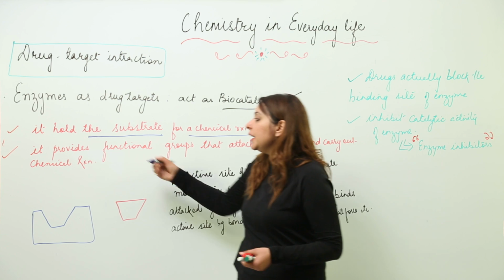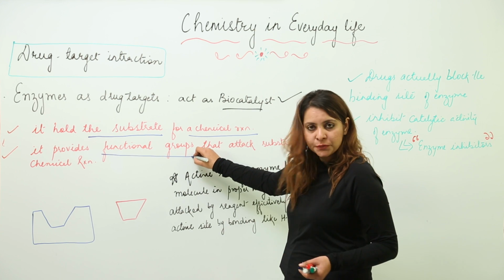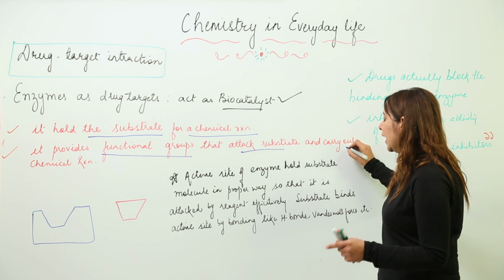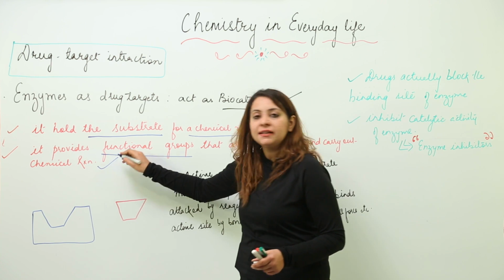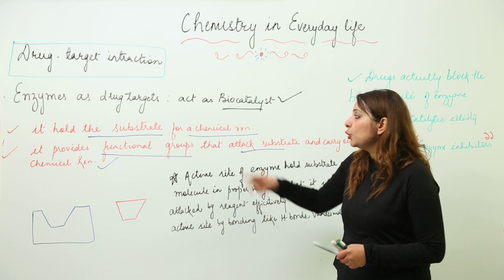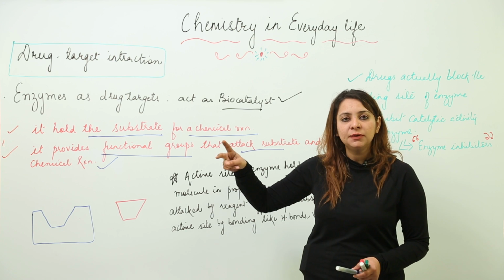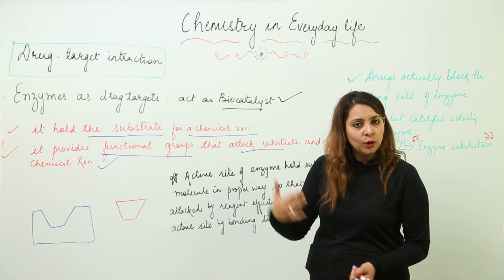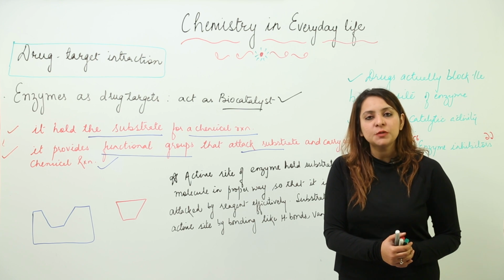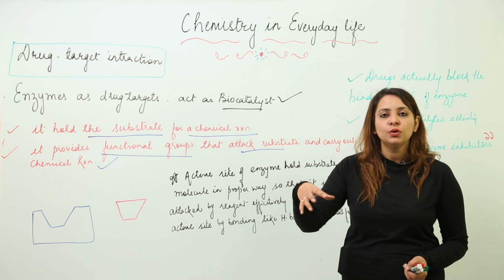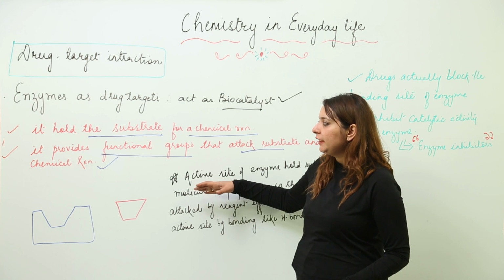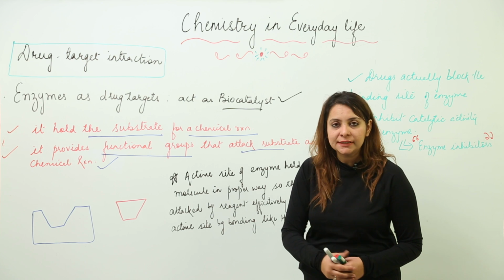The second thing is that it may provide functional groups, certain kinds of groups that attack the substrate, so that the substrate is attacked by the reagent in a proper manner and the chemical reaction takes place. So the enzyme does either of the two in the reaction. Either it holds the substrate and helps the reaction to occur, or it provides certain groups that help the substrate carry out a certain chemical reaction. I am going to tell you in detail how it can hold the substrate.